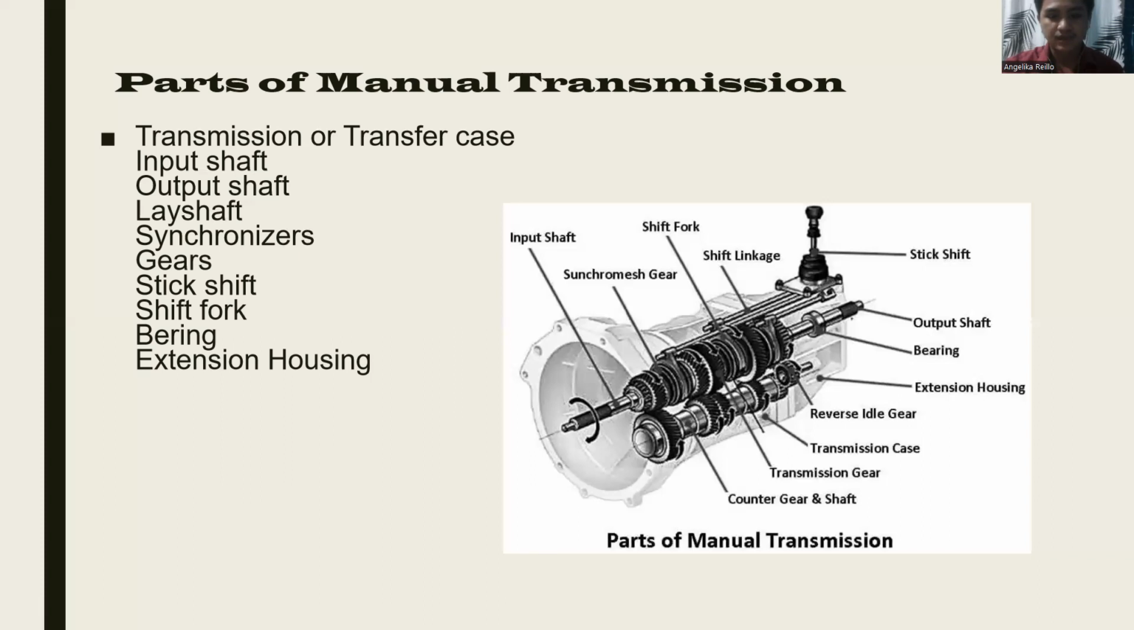Output shaft. In this part, the function of the output shaft is to send the power out of the transmission system to the wheels. The output shaft gears are enmeshed with the counter shaft gears and rotate independently. They rotate according to the power transferred by the lay shaft gear.